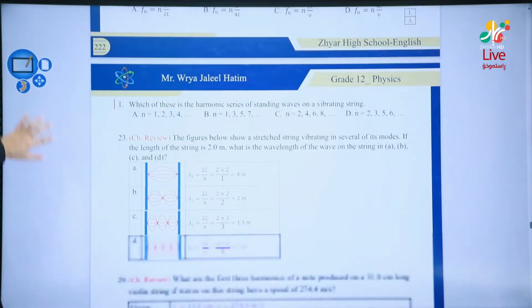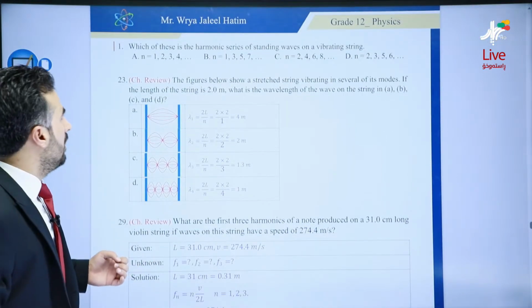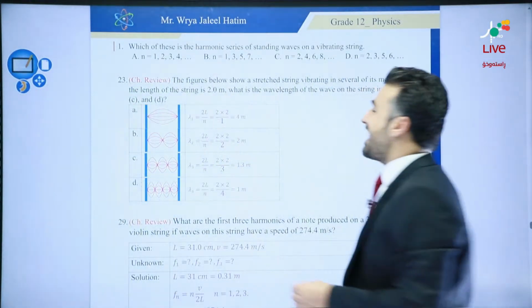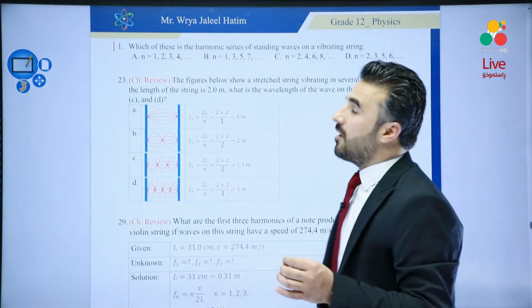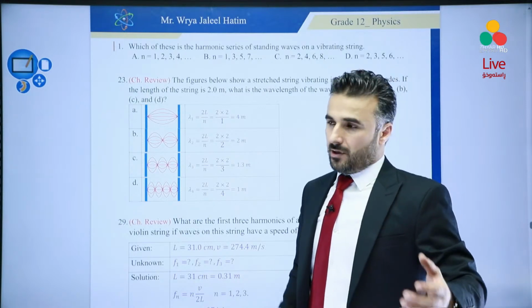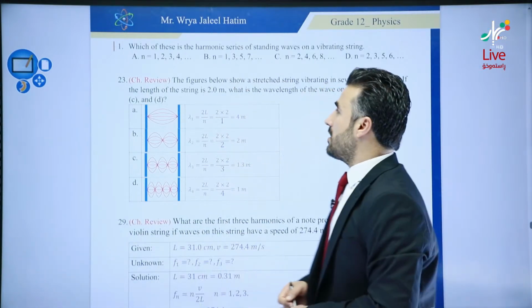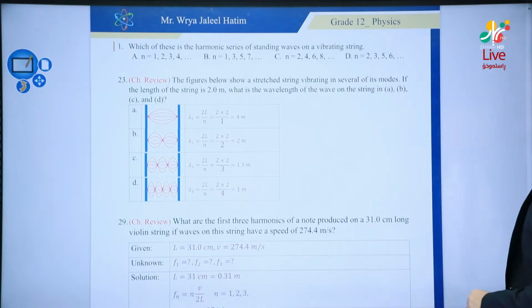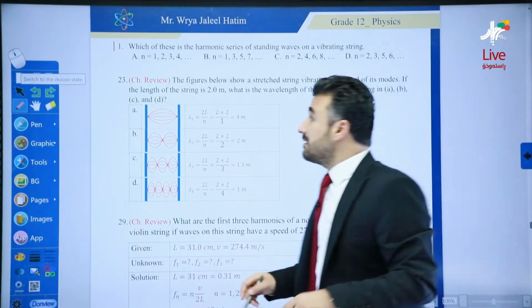Take a look at this one. It says, which of these is the harmonic series of a standing wave on a string? So now we're talking about the harmonic series. We said harmonic series would be the integral multiples. So what are the integral multiples? If you remember, we have both even and odd numbers here.